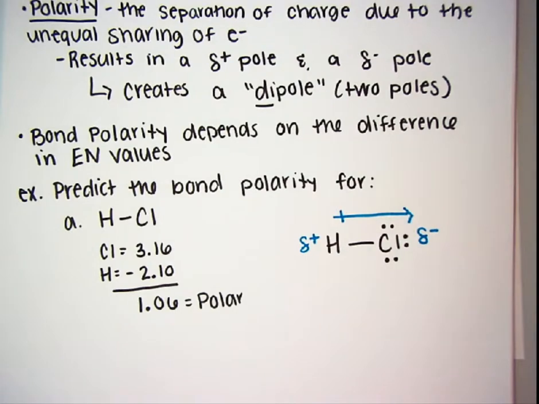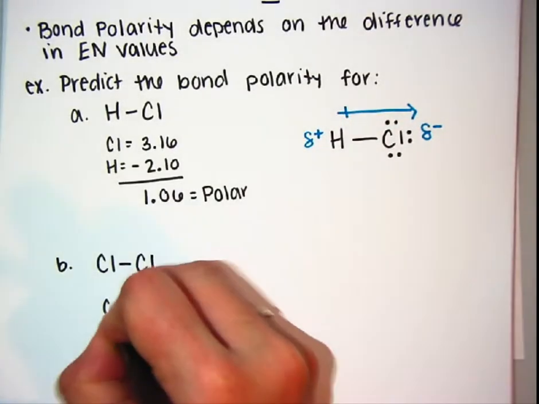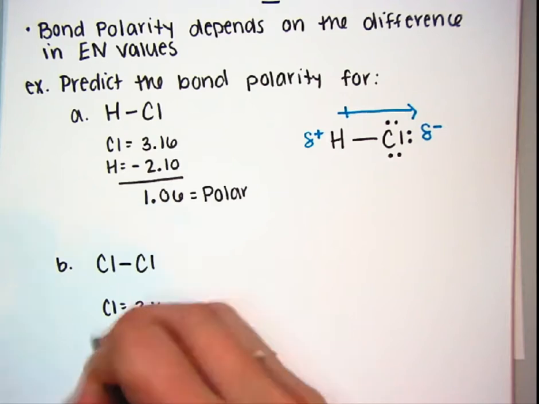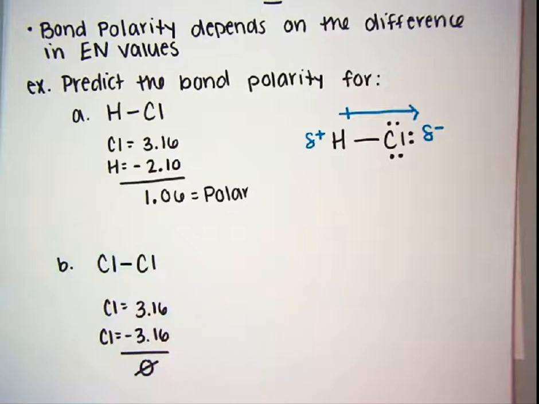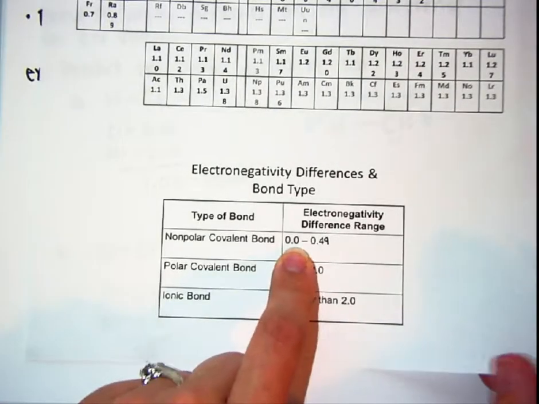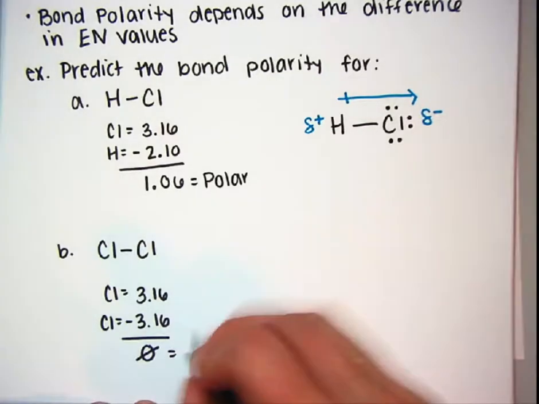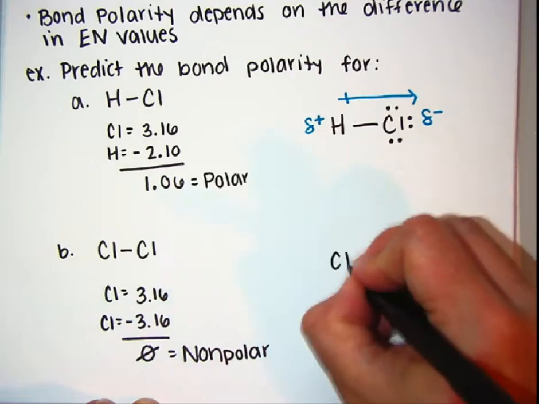Let's try one more. What if we had a bond between two chlorine atoms? Well, chlorine is 3.16. We want to take the difference. My difference is 0. So you can probably predict what type of bond it's going to be, but going back to our chart, if I have no difference in electronegativity, this represents a non-polar covalent bond. That means the electrons are going to be shared equally.